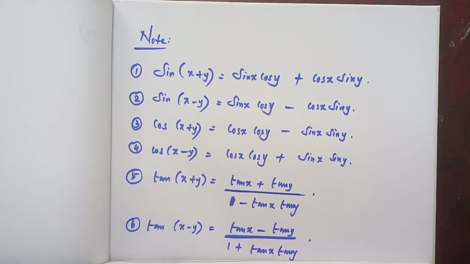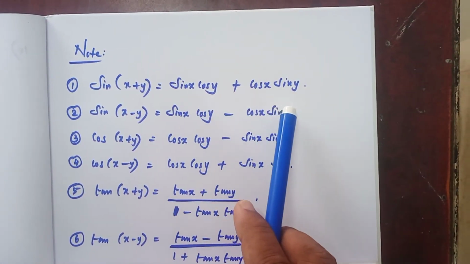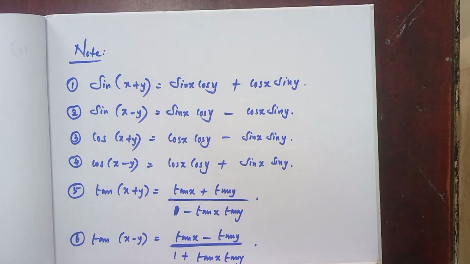First one, sin of x plus y is equal to sin x cos y plus cos x sin y. Number 2, sin of x minus y is equal to sin x cos y minus cos x sin y. Number 3, cos of x plus y is equal to cos x cos y minus sin x sin y. Number 4, cos of x minus y is equal to cos x cos y plus sin x sin y.